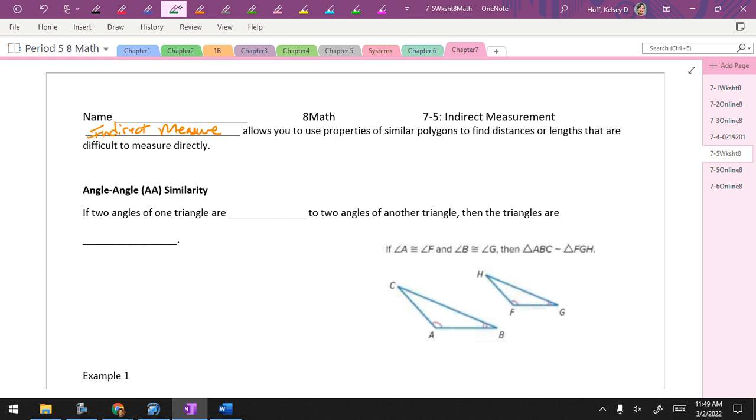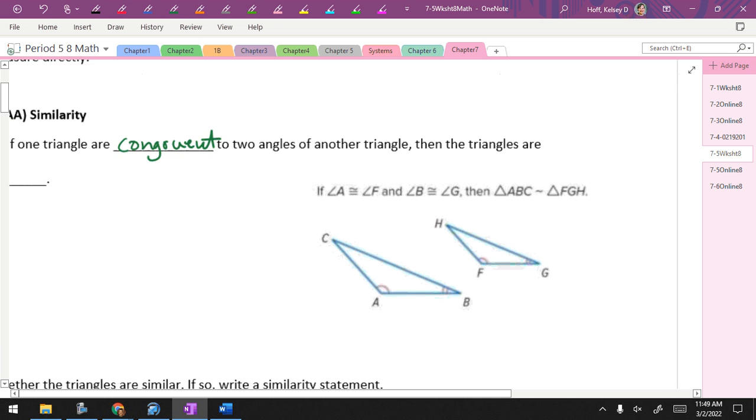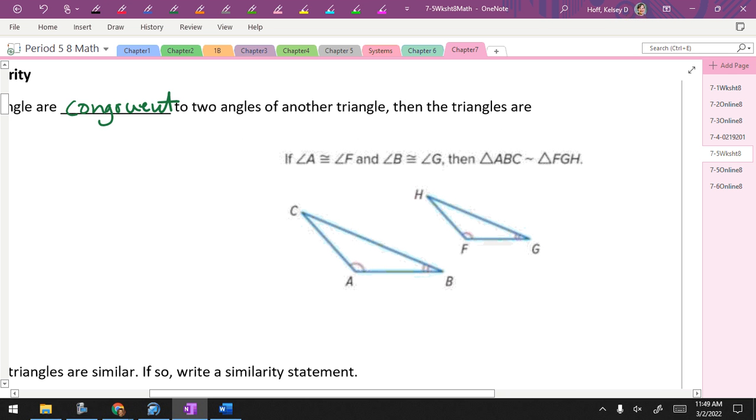And the way we can prove that the triangles are the same shape, the same looking triangle, is through angle-angle similarity. The rule states, if two angles of one triangle are congruent to two angles of another triangle, then the triangles are similar. If you can prove to me that two angles from the left triangle are equal to two angles in the right triangle, I'm going to know these are similar. That's what the rule states.